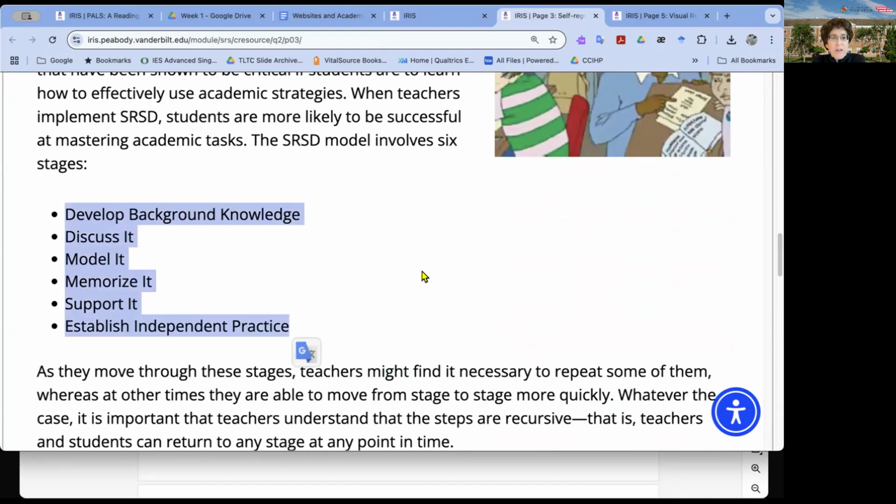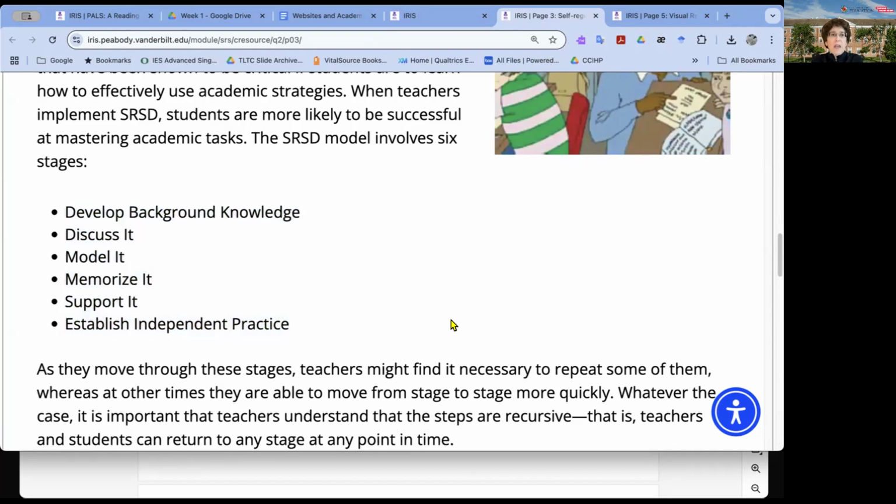These six stages usually, in my experience, take anywhere from 12 lessons to maybe 20 lessons. The lessons in this model take place for maybe 30 minutes at a time, but they're spread out over several days, maybe Monday, Wednesday, Friday, or Tuesday, Thursday. So it's many, many lessons. SRSD is complex because it's for writing, and writing is so complex.